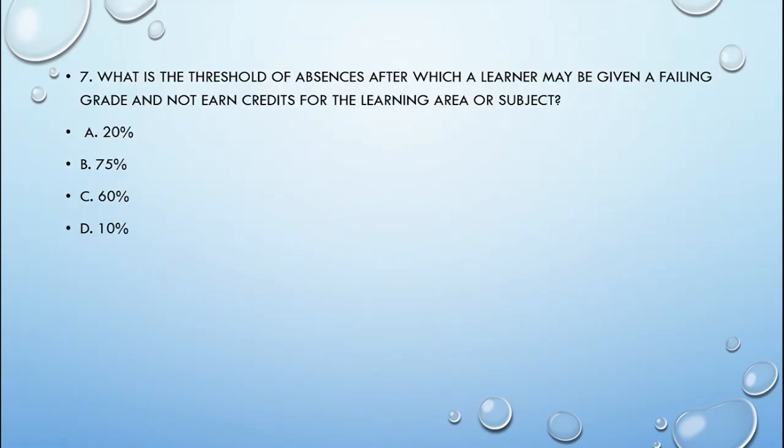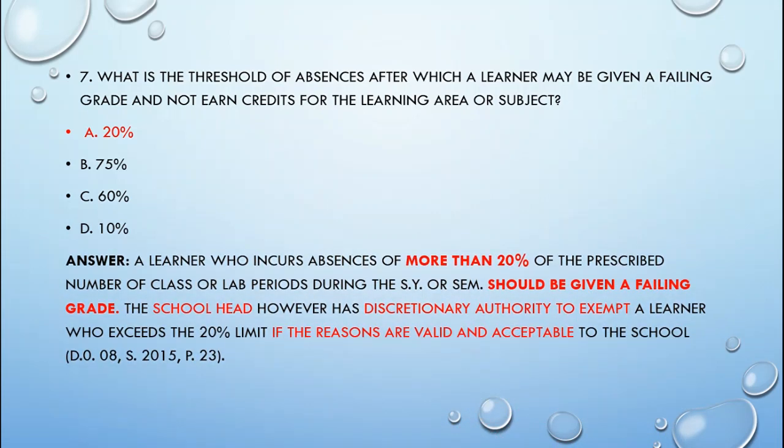Number 7. What is the threshold of absences after which a learner may be given a failing grade and not earn credits for the learning area or subject? The answer is 20%. A learner who incurs absences of more than 20% of the prescribed number of class or lab periods during the school year or semester should be given a failing grade. Only the school head can give discretionary authority to exempt a learner who exceeds the 20% limit if the reasons are valid and acceptable to the school. This is according to DepEd Order 08, series of 2015, and can be found on page 23.